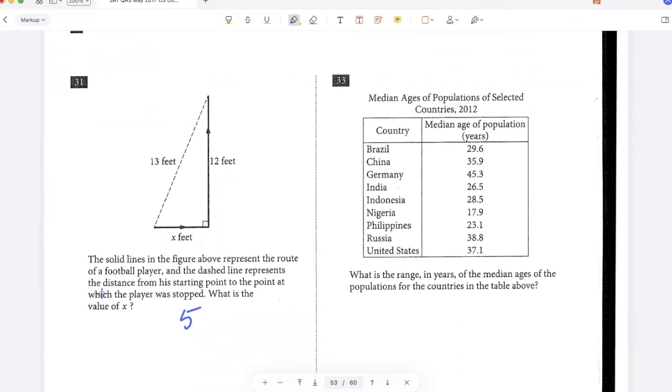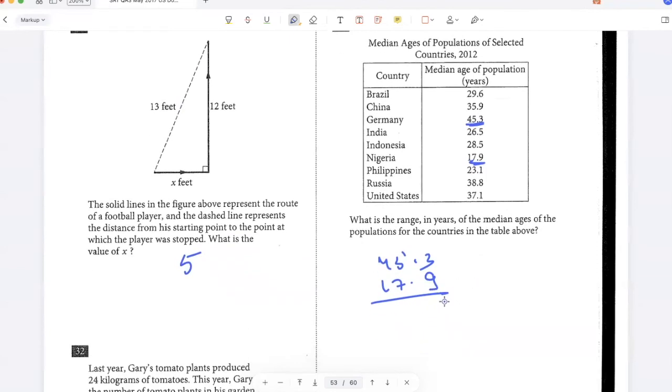Okay, so this is the median age of population of selected countries. What is the range of the median age of the population? Okay, so highest minus lowest. So highest is this and lowest is this. So range would be 45.3 minus 17.9. So 9 and 4, 7, 2, right? Yeah, so 27.4 is the range.